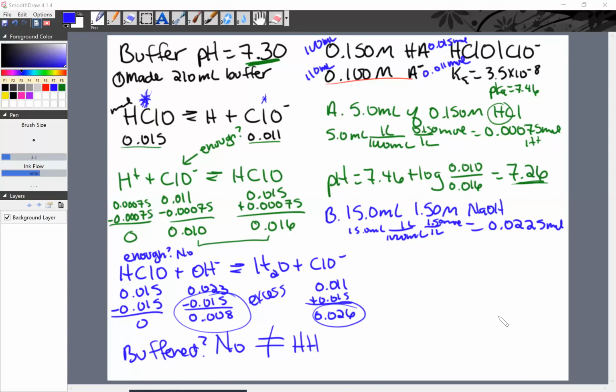So are we buffered? No. What's floating around? We still have excess strong base and we have some weak base, but who is going to be controlling the pH? And it is going to be our strong base. And for a strong base, you can just take the negative log.